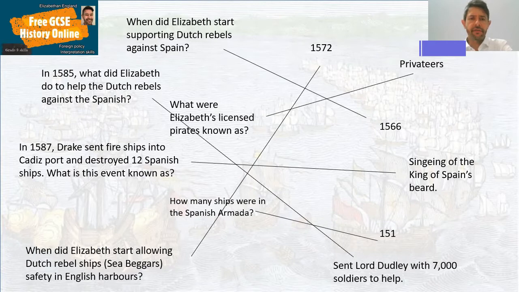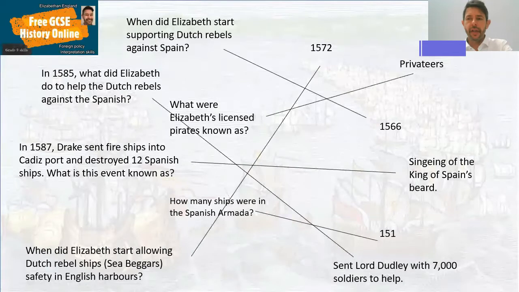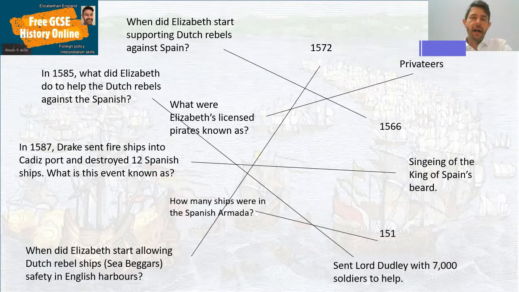Then in 1585, what did Elizabeth do to help the Dutch rebels against Spain? Well, she sent Lord Dudley with an army of 7,000 soldiers to help. So that was basically a declaration of war between England and Spain that lasted to the end of Elizabeth's reign in 1603. And of course, the most spectacular event of that was the Spanish Armada. But she also upset the Spanish with her privateers.